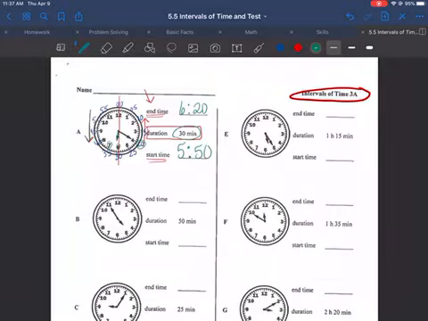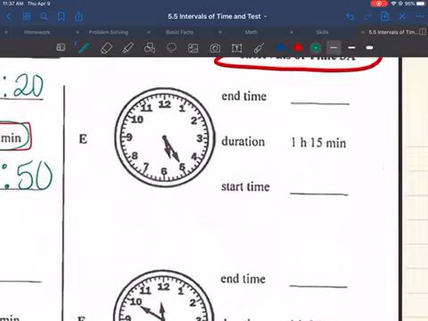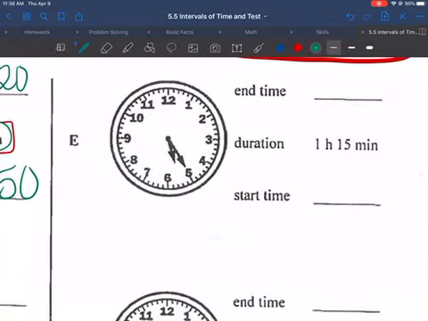Okay, I'm going to do letter E. So first thing I'm going to do is cut the clock in half. Right goes up, left goes down.